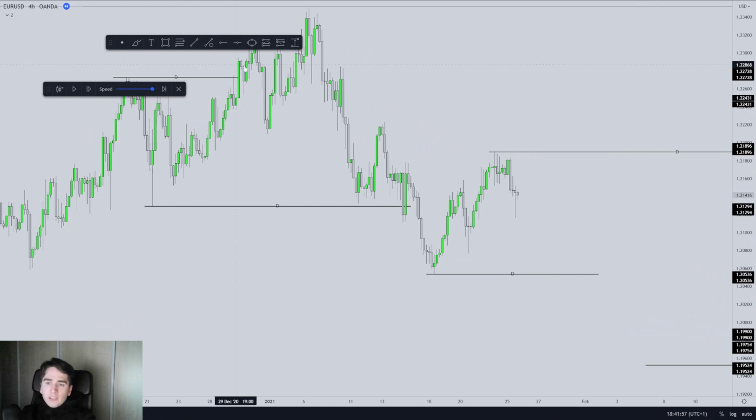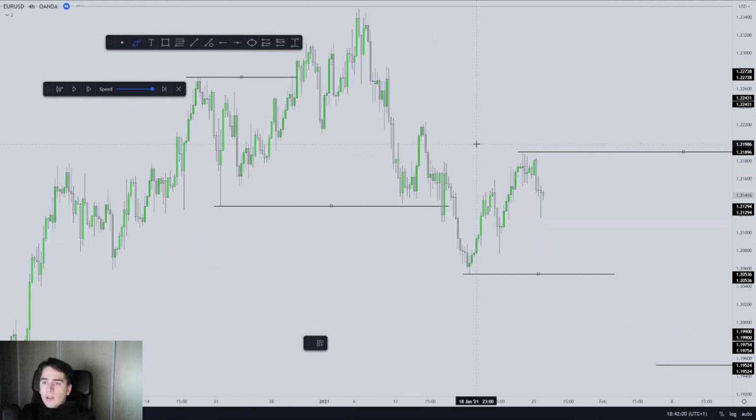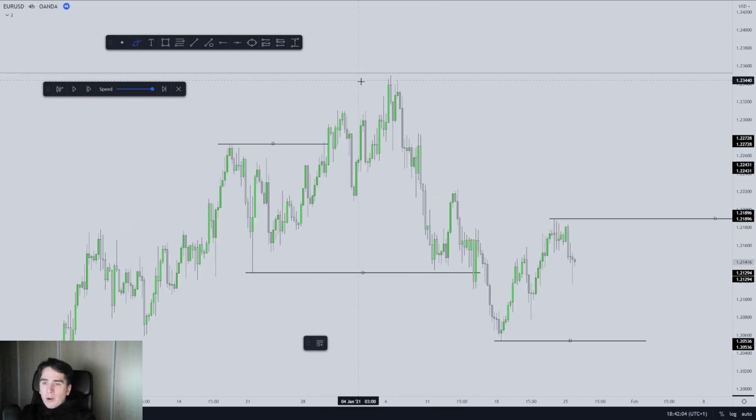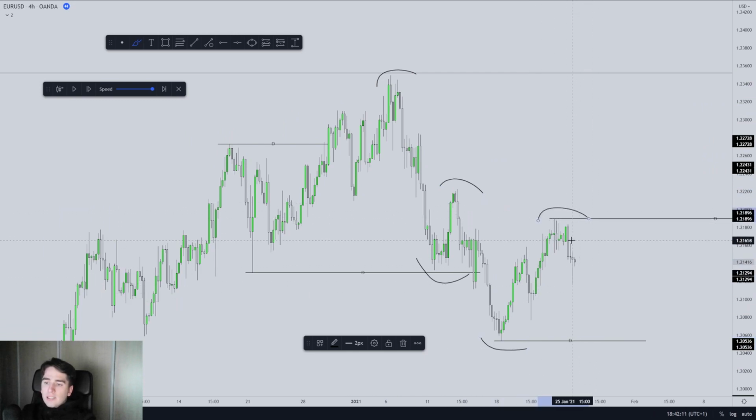On the 4 hour, essentially what I was viewing was a 4 hour downtrend. So essentially this is your 4 hour high. This is then your 4 hour low, 4 hour high, 4 hour low, 4 hour lower high. And essentially what we're expecting is, of course, downside continuation on that 4 hour time frame.